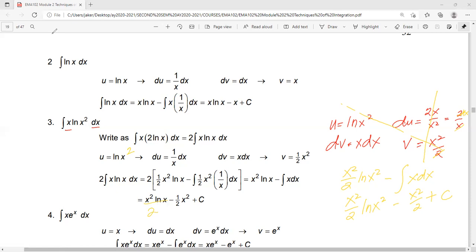And du should be 2 dx over x. Yes, it should be, I will write it in red. So this should be, John Mark, your du, after simplifying, 2 dx over x.